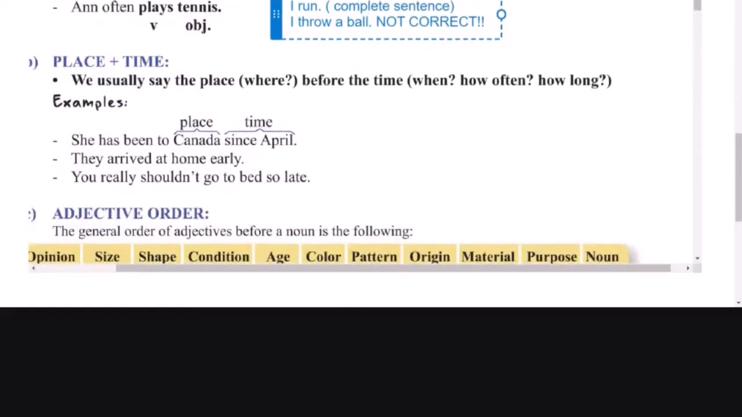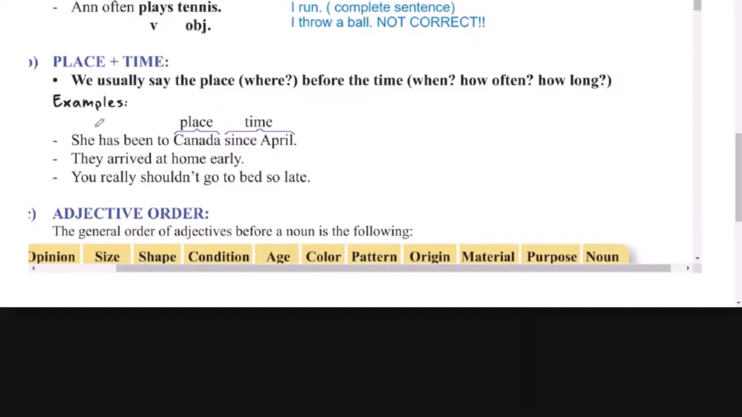Now, with place and with time, we usually talk about the place and then the time. There's a party at my house at 10. Right? It's not 10 at my house. No, that just doesn't work. But my house at 10, it works. That combination. First the place, then the time. Right? There's a meeting downtown at 3:00, right?